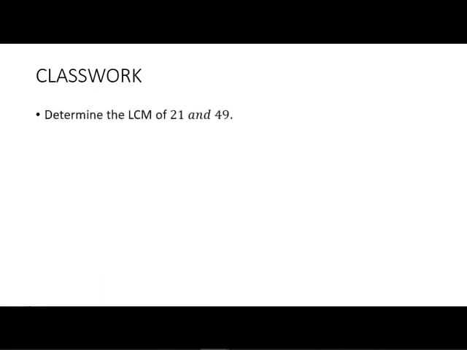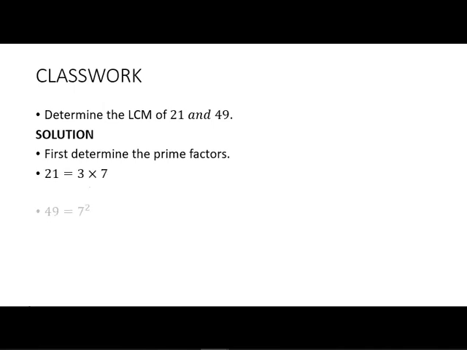What about 21 and 49? You will need to prime factorize 21. 21 will simply give you 3 multiplied by 7. And 49 will give you 7 squared. You'll realize that 7 is a common base, but 3 is not a common base, so 3 will just be represented in your LCM. But only 7 with the highest exponent will be part of your LCM. In this case, it'll just be 7 squared.